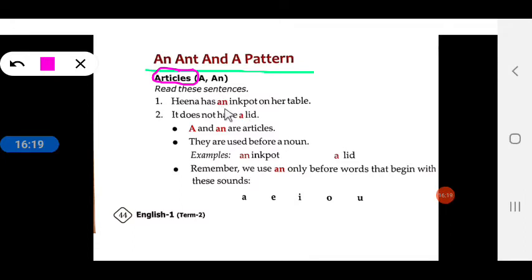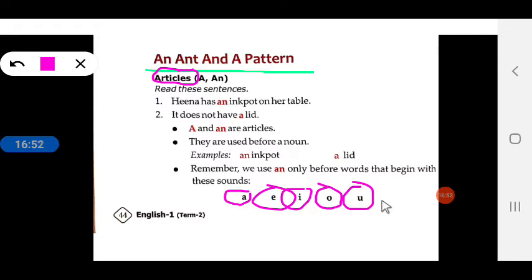They are used before a noun. So inkpot and lid are the nouns. We have used a and an before the noun. Correct, no? So remember, dear students, we use an only before the words that begin with these sounds: A, E, I, O, U. These are the vowels. What are these? These are the vowels: A, E, I, O, U.